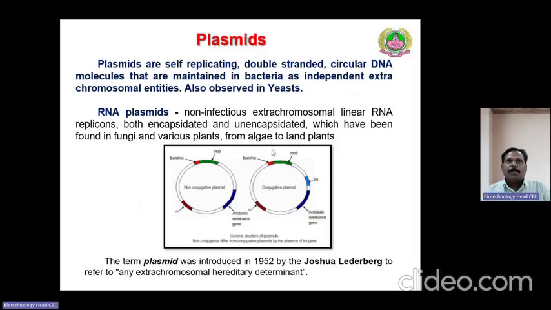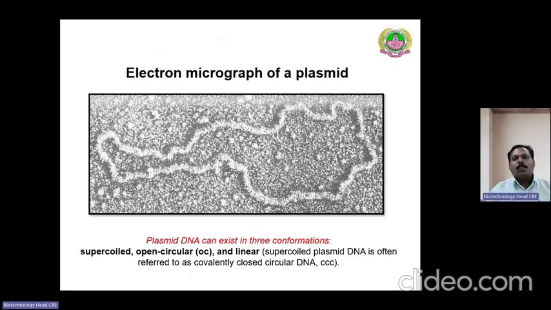Here you can see the picture representing the double-stranded circular form of a plasmid. This image shows the electron micrograph of a plasmid, which exists normally in three different conformations: supercoiled structure, open circular structure, or linear molecule. And here you can see the plasmid in a very relaxed state, observed under electron micrographic conditions.